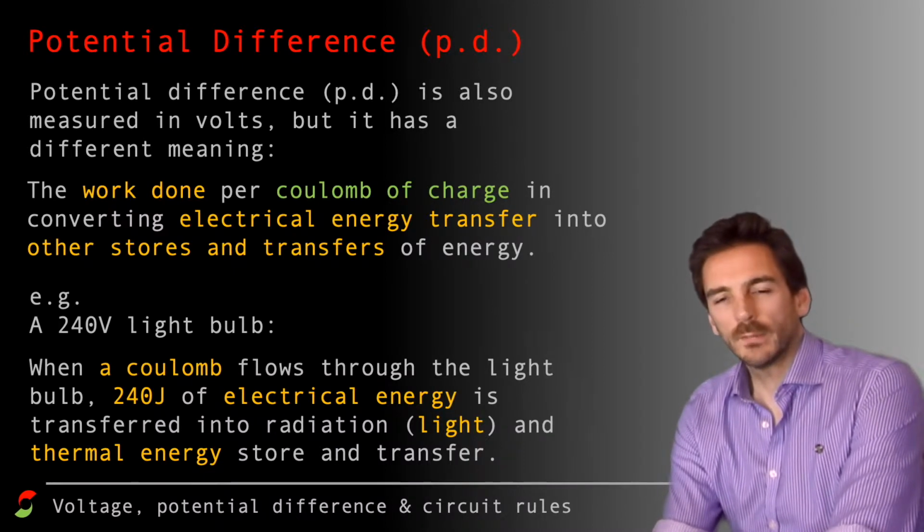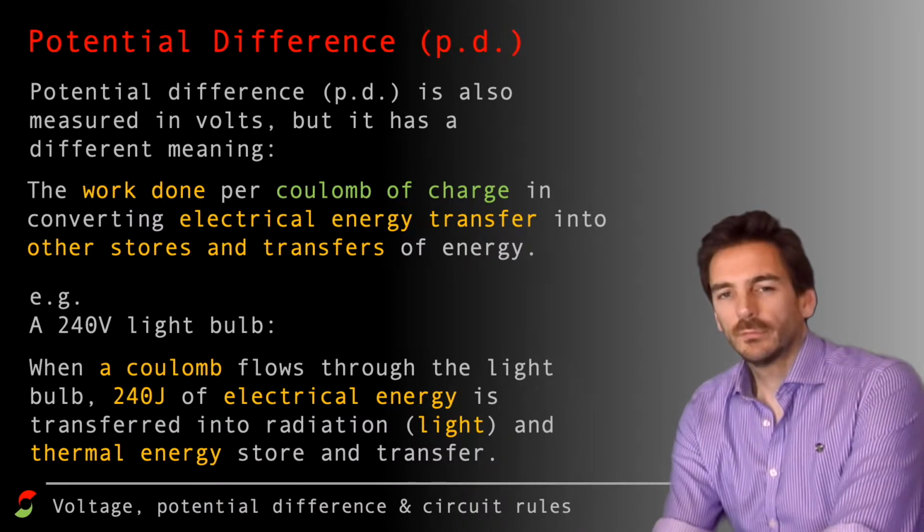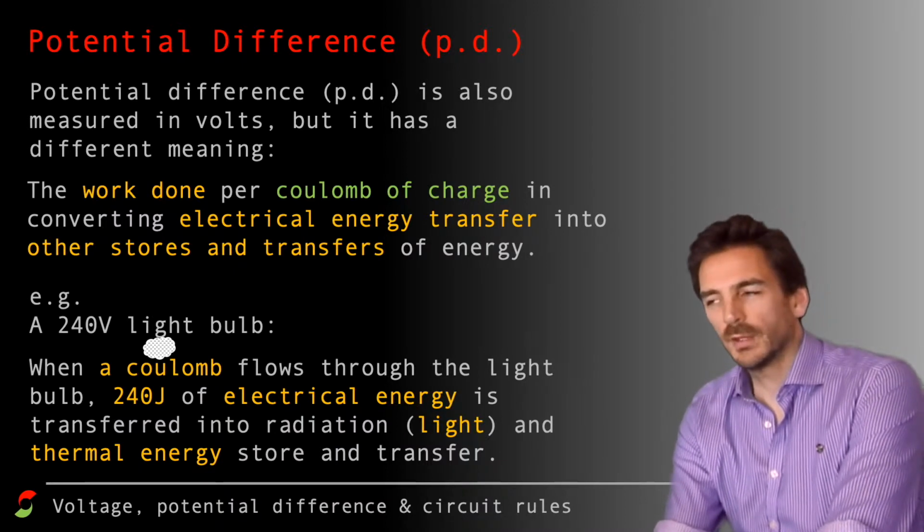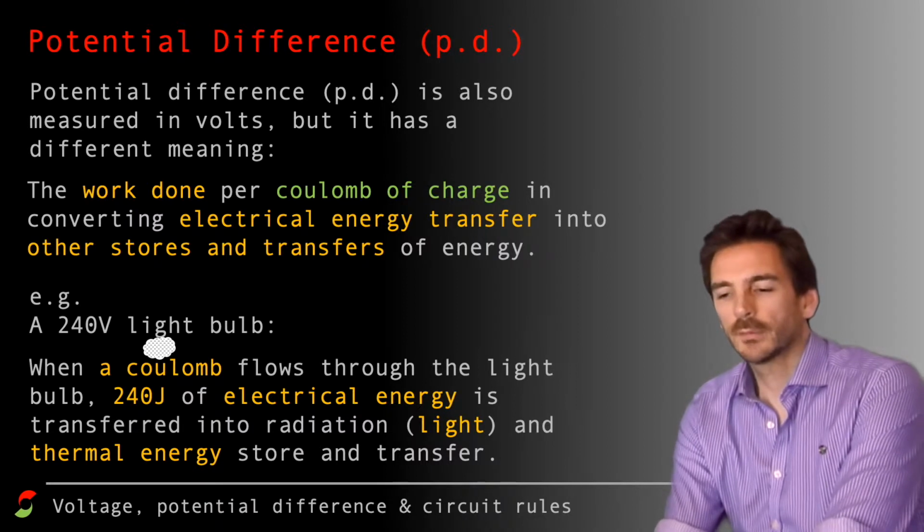So it will do work at that point. So that's what potential difference means. And we're going to be looking at potential difference through a great deal of the examples in this video. Just to remind you, that's what a coulomb looks like, that little cloud.